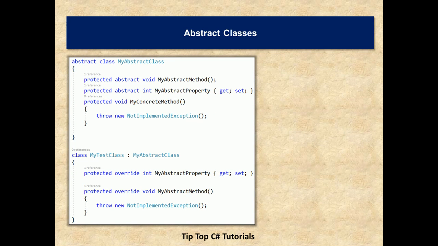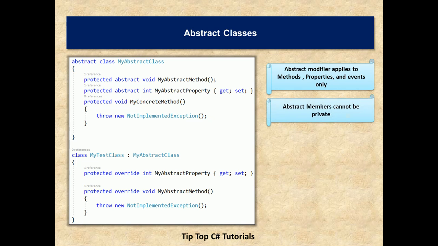Abstract classes. When you look at this code, we can define a class as abstract by using an abstract modifier, and inside an abstract class we can define members like this. The first point to note is that the abstract modifier applies to methods, properties, and events only inside a class. So you cannot define abstract fields as such. Also, abstract members cannot be private. So the least access modifier that you can use for abstract members is protected, or you can use public or protected internal, but abstract members cannot have the private access modifier.